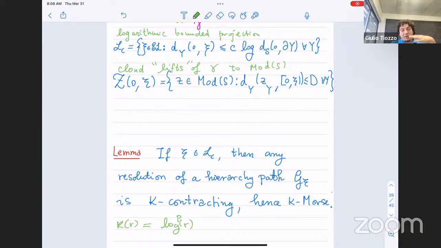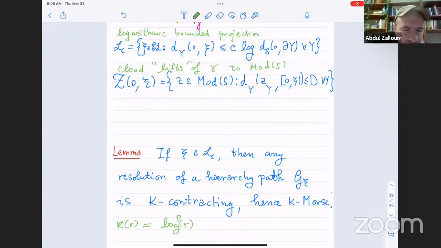So basically what we want to show is that the random walks are, generically, in this set, in this cloud with logarithmically bounded projection. That is basically the gist of what we want to do.